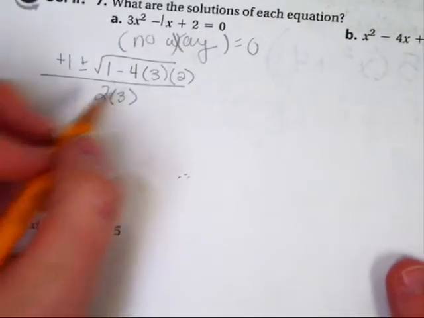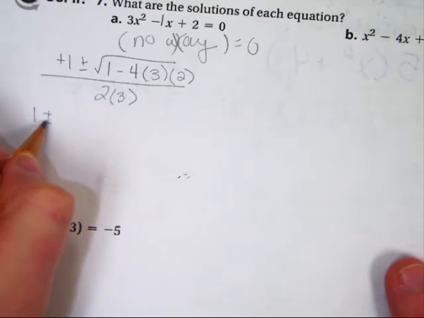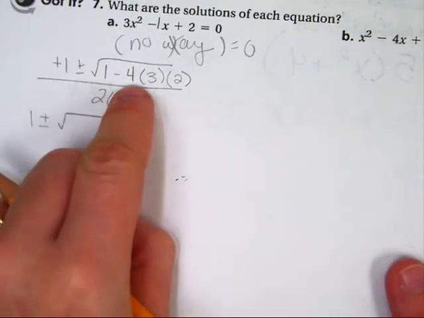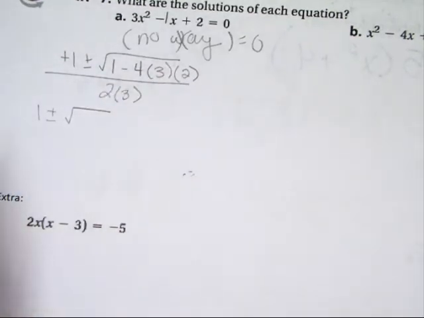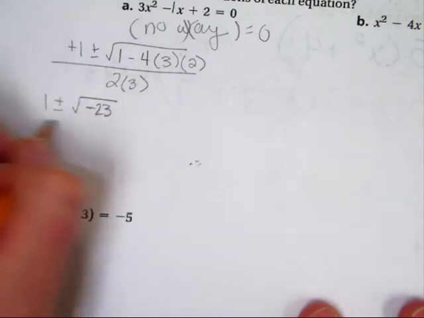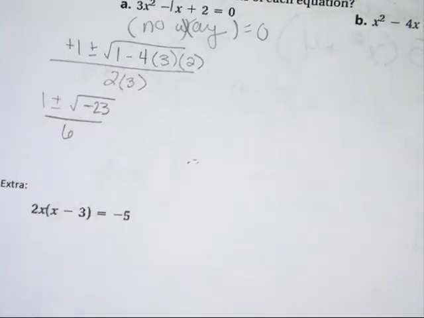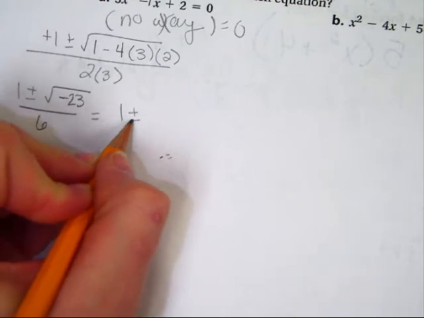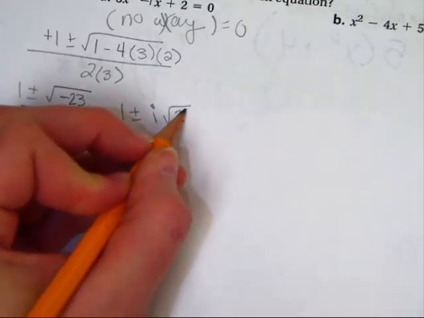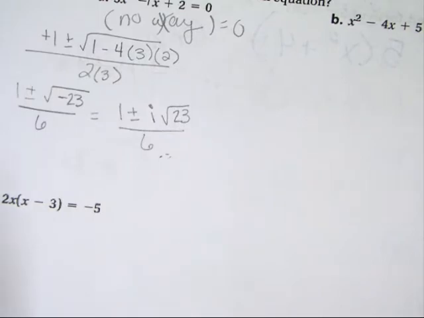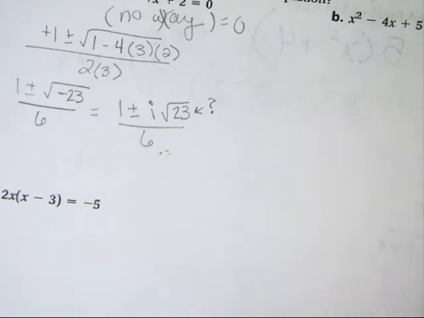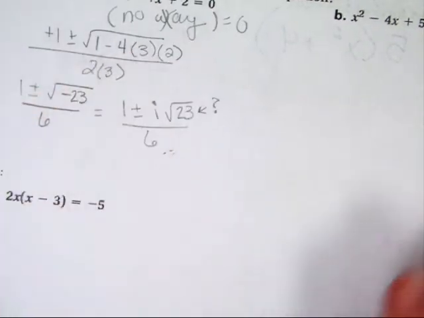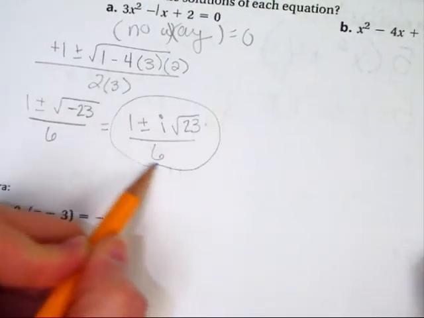Let's keep working that out. That is going to be 1 plus or minus the square root of 1 minus 4 times 3 times 2, which is negative 23, all over 6. That's going to be 1 plus or minus i square root of 23 all over 6. Do a quick check. Does 23 break down at all? Maybe like 4 times anything or 9 times anything? No. 23 does not break down. Nothing reduces. So that's your final answer.